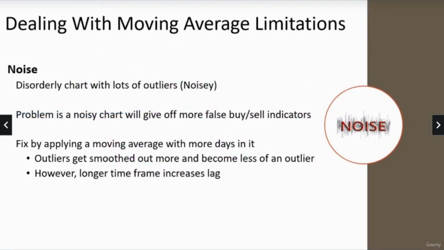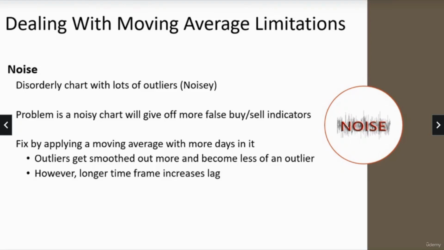Another limitation dealing with moving averages is noise, right? If you have a disorderly chart, there are lots of outliers, so it's kind of noisy. You have spikes, or you have high prices, low prices. It doesn't seem to be very organized as far as a chart, or a noisy chart. It can give off more false buy and sell signals, right? It's going above and below the line, whipsawing a lot. It just seems to be all over the place. And you can fix that by applying a moving average with more days in it.